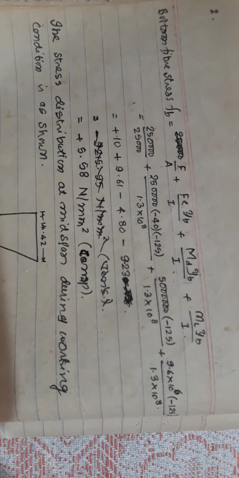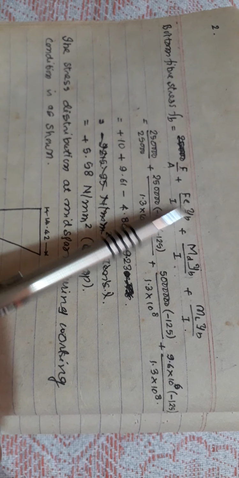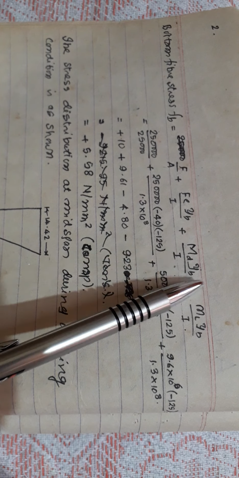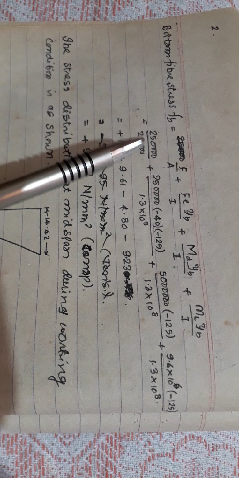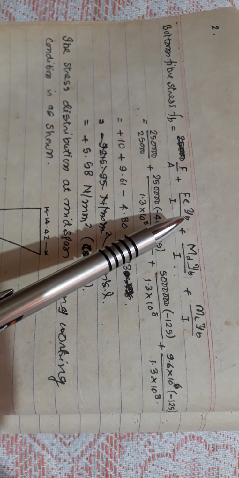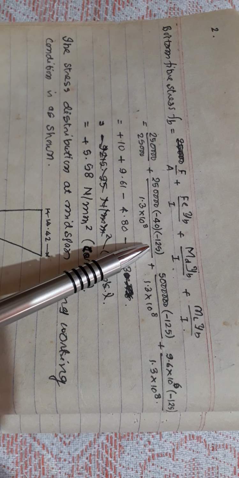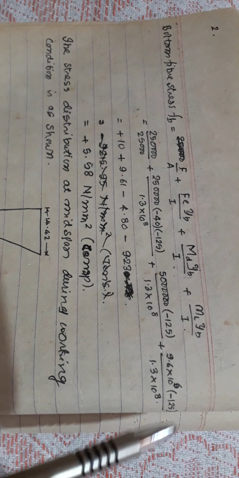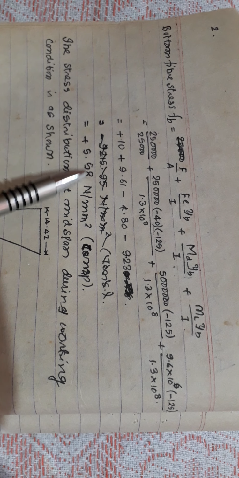Okay, bottom fiber stress Fb is now F by A plus or minus F e Yb by I plus or minus Md Yb by I plus or minus Ml Yb by I. Am I right? So now all the values you know, the only change is that Yb is now minus 125 because it is below the CG. So if you fill in all the values, you will get the stress at the bottom as plus 5.58.